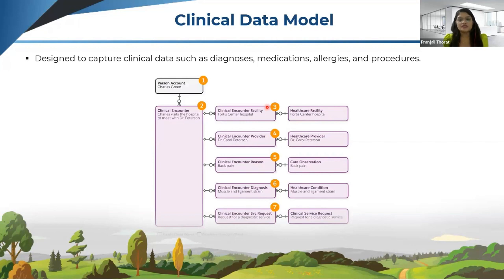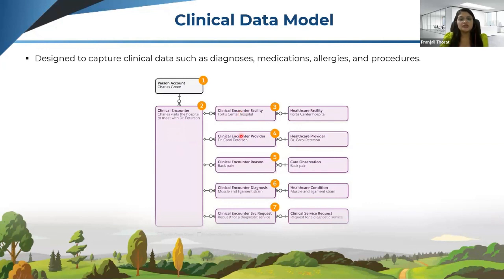So again, we will try to understand with an example. Here, Charles Gain is a person account. Charles has a healthcare-related interaction with the healthcare provider. A clinical encounter record refers to a patient person account record. So, Charles visits a Posic Center hospital. The clinical encounter facility specifies a healthcare facility where an encounter occurs. A clinical encounter facility record refers to a parent clinical encounter and the Health Cloud facility record of the center hospital.